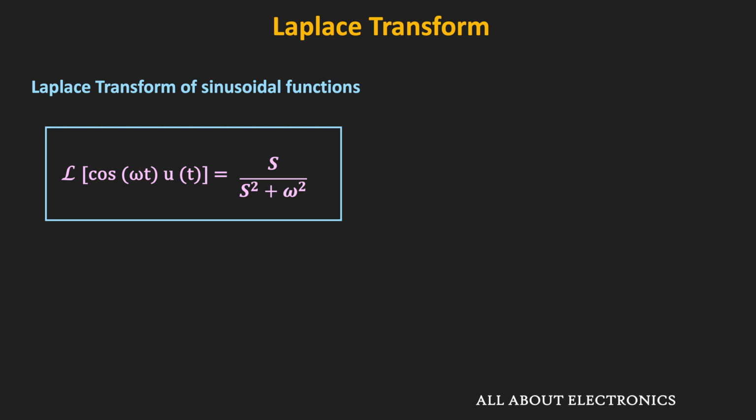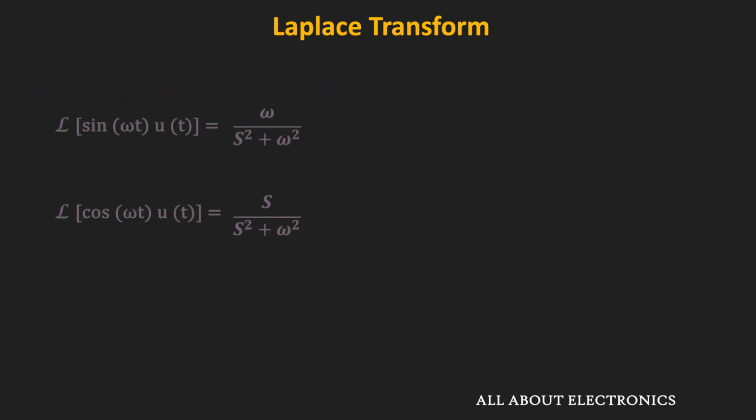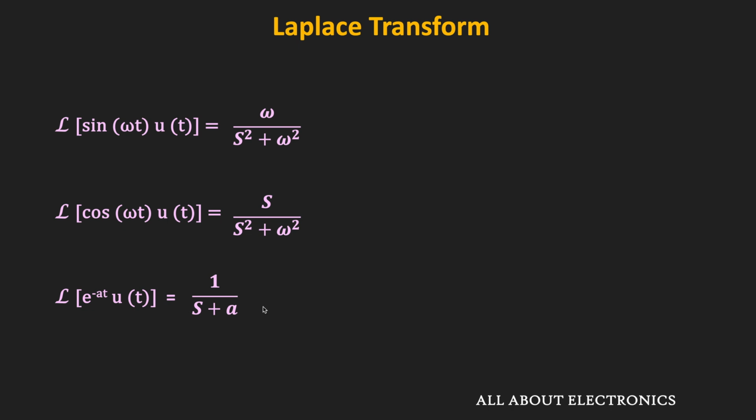So in this way, we found the Laplace transform of the sinusoidal functions. Now we have seen that the Laplace transform of the exponential, that is e to the power minus at times u of t, is equal to 1 divided by s plus a. That means when we multiply the function with e to the power minus at, then in the Laplace transform, s will get replaced by s plus a.